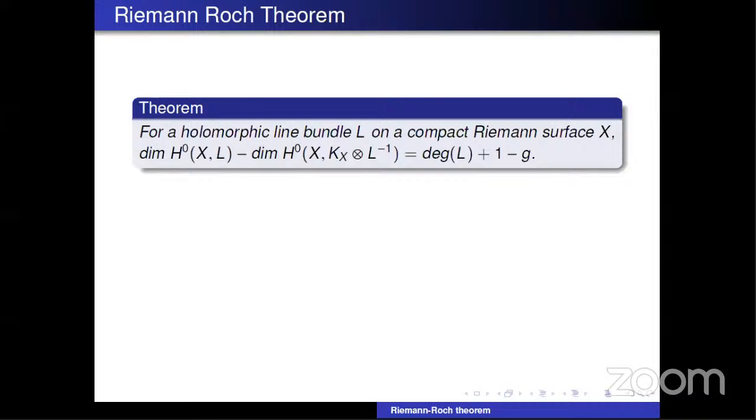So now with all these definitions and observations, we can state the more precise form of the Riemann-Roch theorem. Theorem: for any holomorphic line bundle L on a compact Riemann surface X, the dimension of H^0(X, L) minus the dimension of H^0(X, K_X tensor L inverse). L inverse means L dual, inverse is the same as dual for the Picard group. This is equal to the degree of L plus 1 minus genus. So the previous inequality is now converted into a precise equality.